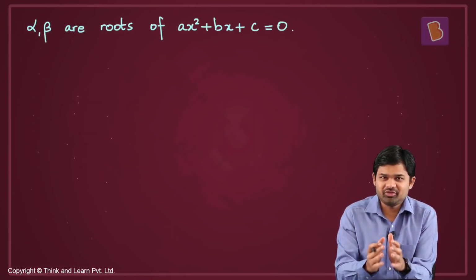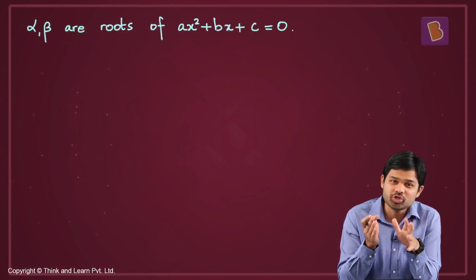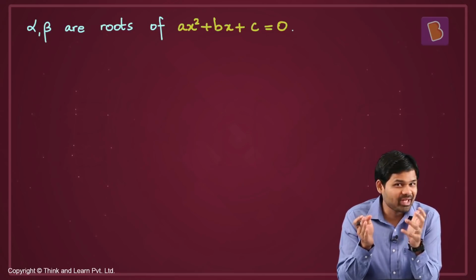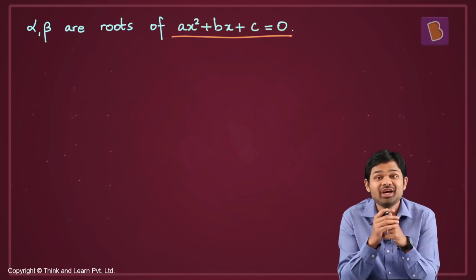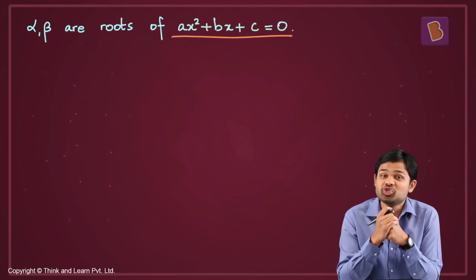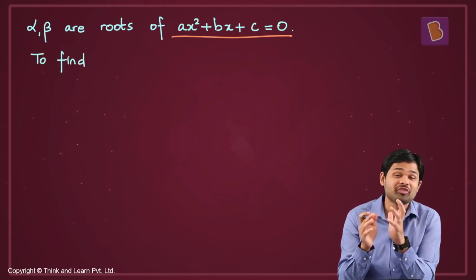In this question, we've been given that alpha and beta are the two roots of the quadratic equation ax squared plus bx plus c equal to 0. So this is the quadratic equation we have. Alpha and beta are the two roots of that equation. The objective is to find the value of this limit here.